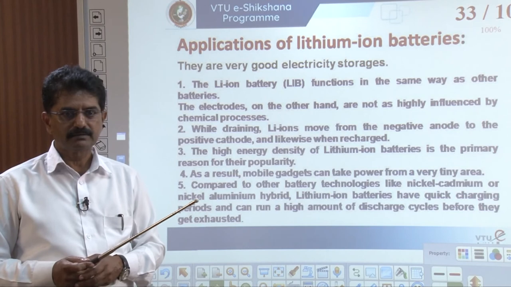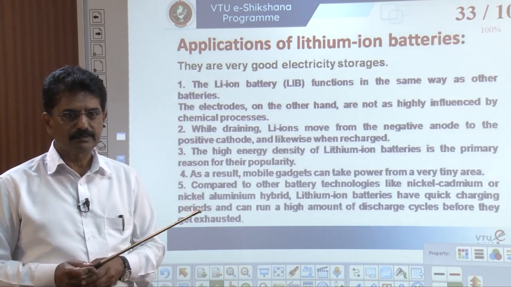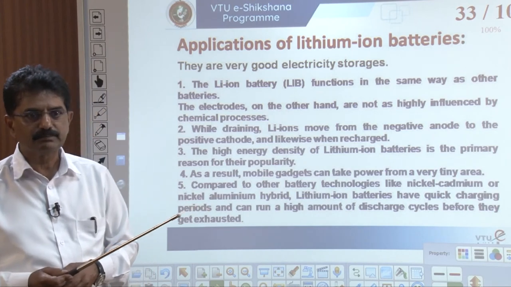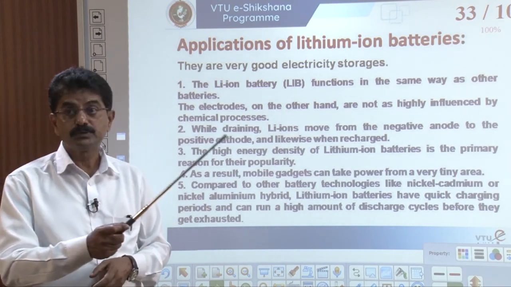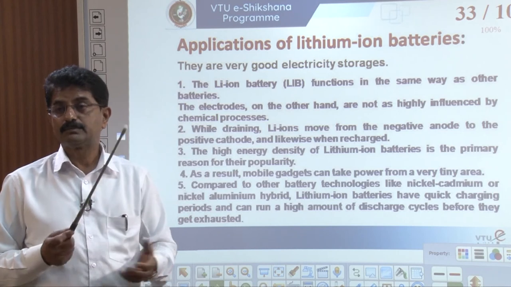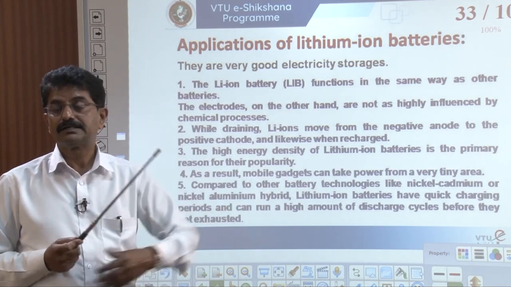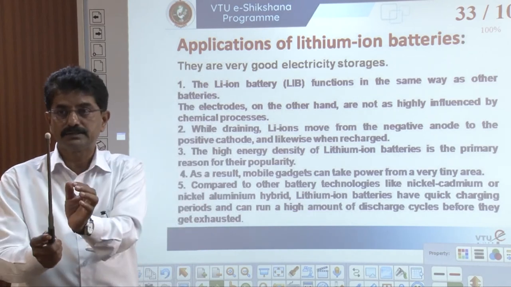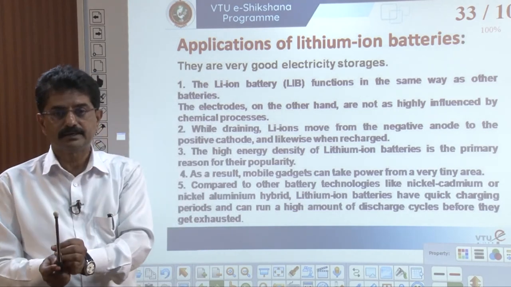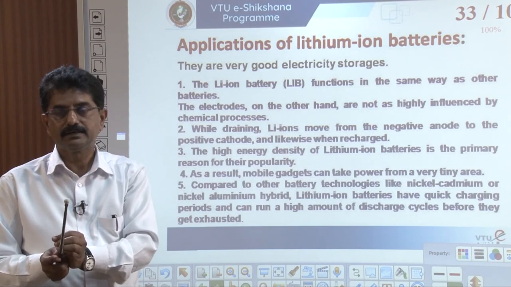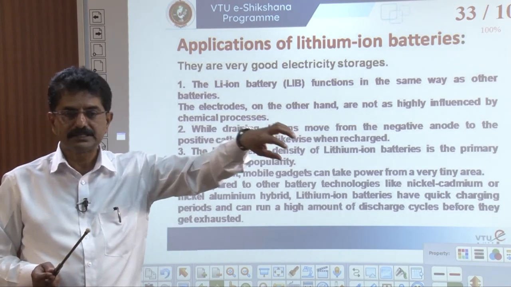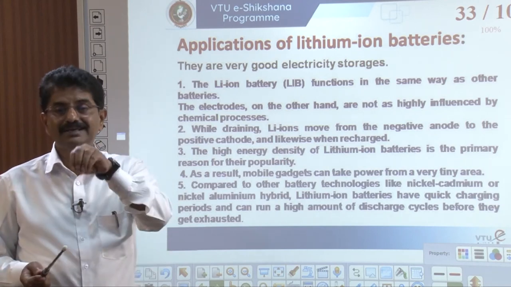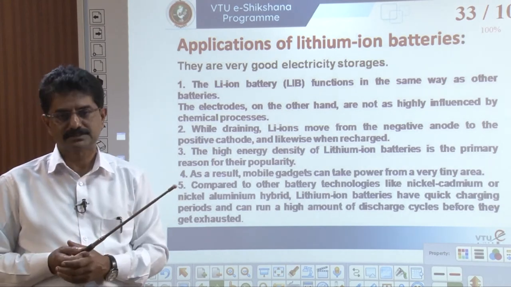Compared to other battery technologies like nickel cadmium or nickel aluminium hybrid, lithium ion batteries have quick charging periods. For example, take a nickel cadmium or a lead acid battery. Just imagine, for the same rating of the battery, a lead acid battery takes 2 hours when put into charging condition, whereas a nickel cell, very quickly, can recharge within 1 hour.